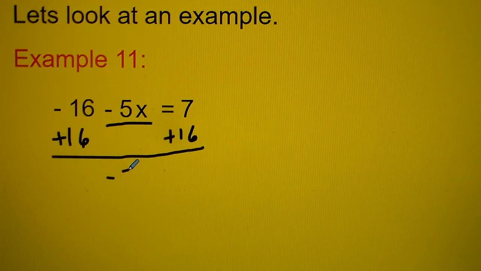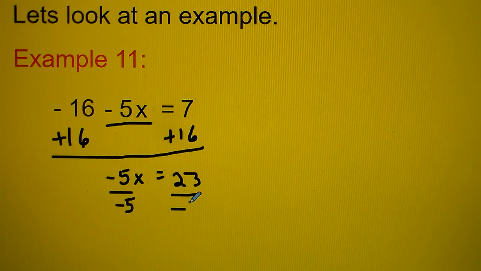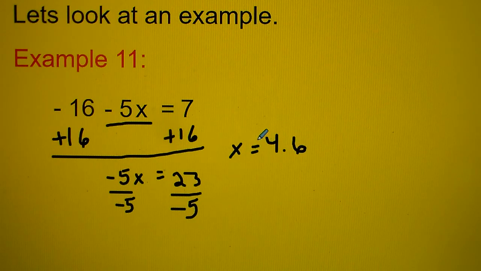So then we have negative 5x is equal to 23. And divide by -5 to both sides. We're going to get a little ugly decimal, which is okay. 23 divided by -5 is going to be x equals -4.6, and it's a negative because positive divided by negative is a negative.